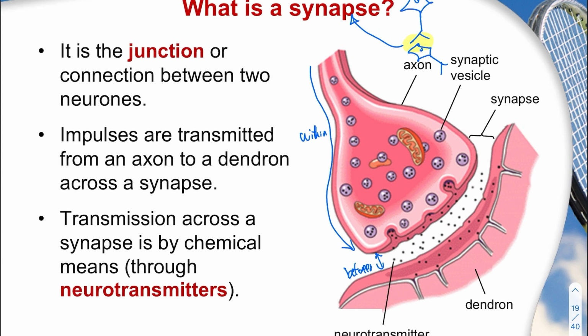So within a neuron, the impulses tend to be electrical in nature. Whereas when transmitting information between neurons, it tends to be chemical in nature. Meaning, all these dots that we see are known as neurotransmitters, which are chemical signals that are released so that the information can be sent to the following neurons.